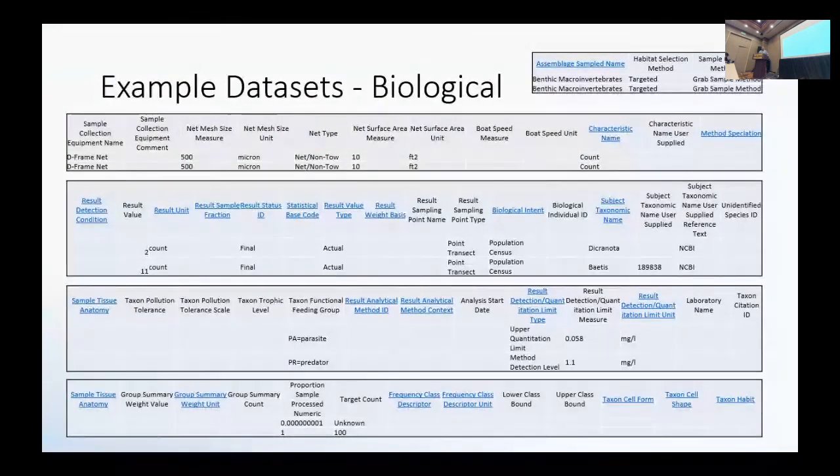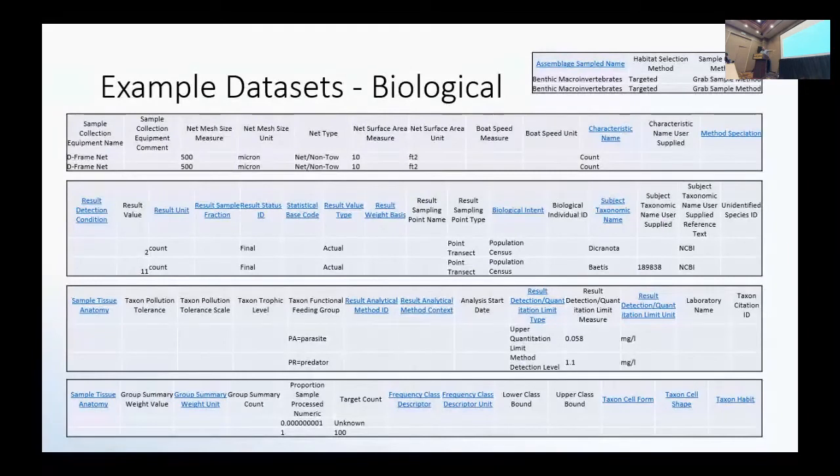For the biological data, you can see there's all sorts of more stuff. Now you can start adding the net mesh size and the size of it and how fast your boat was going, everything that somebody might need to know if they wanted to take all the fisheries data, for instance, and compare it all apples to apples. They're going to want to make sure that all these fisheries samples were collected in a somewhat similar manner. So a lot of additional information for the biological data.